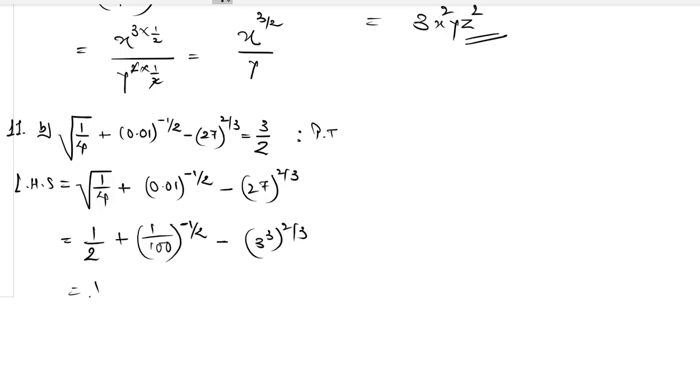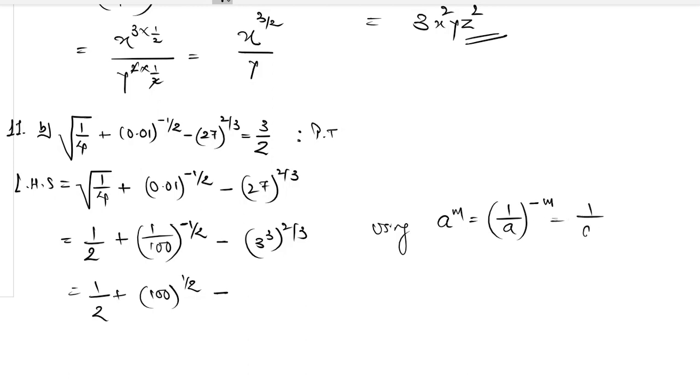Let's simplify it further. 1 by 2 plus this will become 100 raised to 1 by 2, right? Because minus 1 by 2, if the power has to be made positive, then you must take the reciprocal of the base, right? You know it with which identity, right? I'm talking about a raised to m is equal to 1 by a the whole raised to minus m, or 1 by a raised to minus m, and the reverse is also true. A raised to minus m is equal to 1 upon a raised to m. This is the identity.